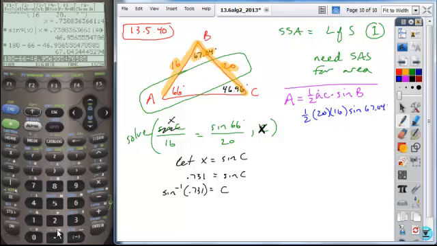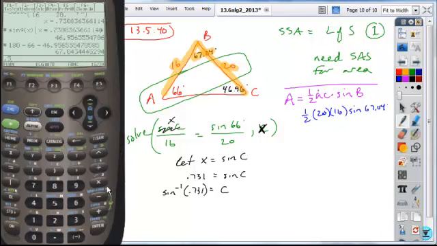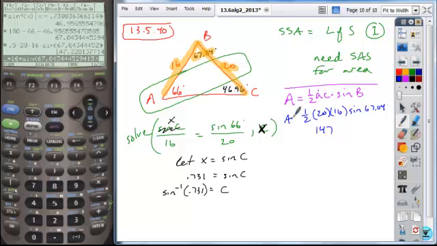And when I calculate that, 0.5 times 20 times 16 times the sine of this angle, I get my area to be 147.33 approximately square units, since I'm dealing with a two-dimensional measure.